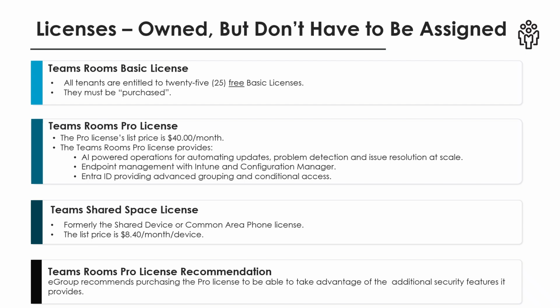If you had purchased the Basic license and assigned all of them, you would need to start buying Pro licenses for the 26th and subsequent meeting room accounts you create. The Pro license has many more features and benefits than the Basic license. Most importantly is the inclusion of Intune and Advanced Intro licensing.